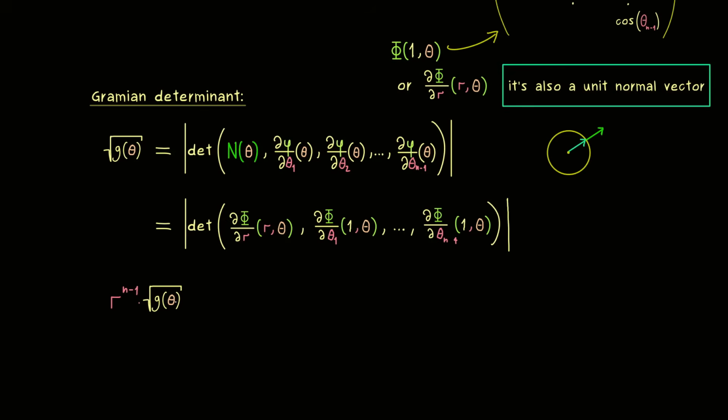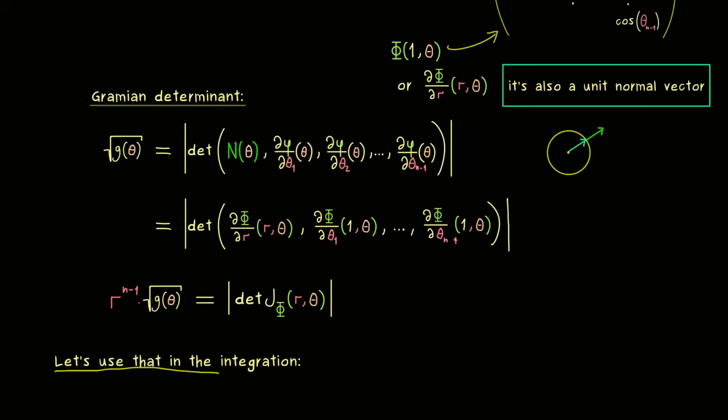So by comparing both formulas, we immediately see that the Jacobian determinant and the Gramian determinant are connected in this sense. In other words, only the factor r to the power n minus 1 is the difference here. And obviously we can use that in our integration to get a nice formula for the polar coordinates.